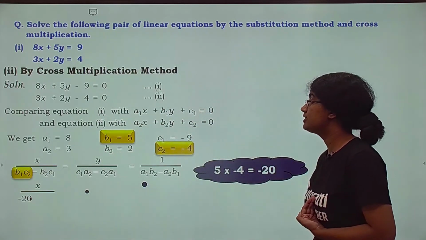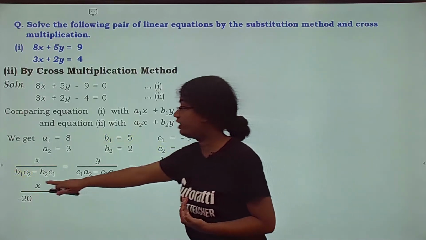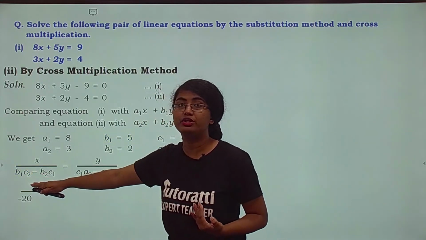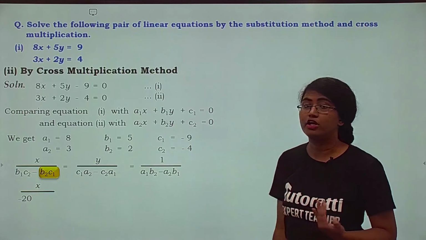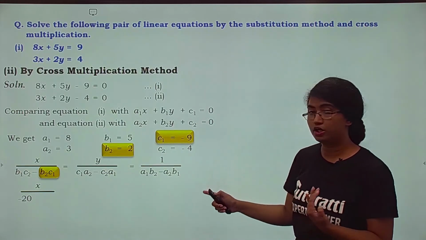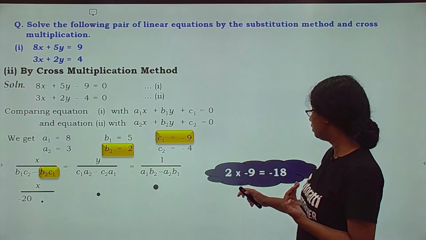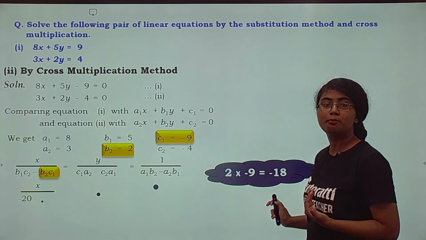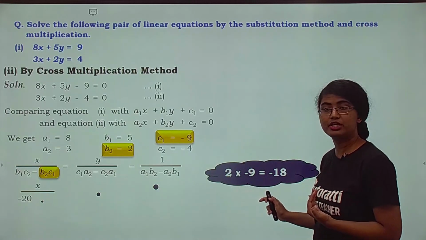So the answer is minus 20. But we are not done here. We also have minus b2 into c1. So b2 into c1. Where is b2 into c1? Here. Now let us multiply this. 2 into minus 9 is minus 18.